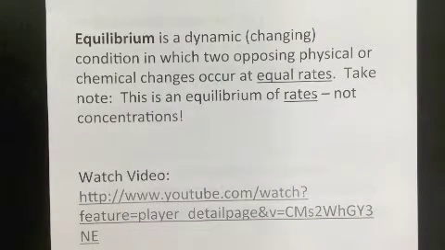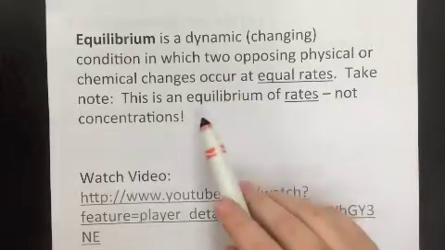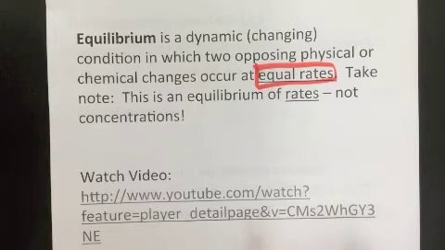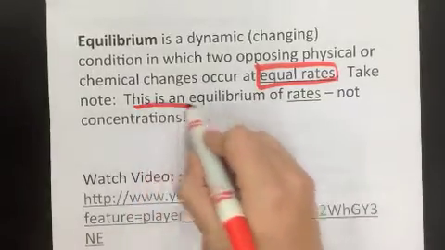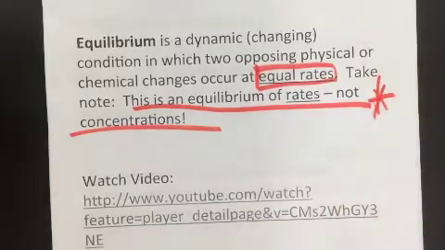Concentrations are constant. So why is it called equilibrium? Something has to equal. That's why it has that equal piece in there. And that's this piece. This is where two opposing physical or chemical changes occur at equal rates. So not necessarily the concentrations are equal, but the rates are equal. The reactants are forming the products just as fast as the products are forming the reactants. So this is equilibrium of rates, not concentrations. That is going to be your key thing.